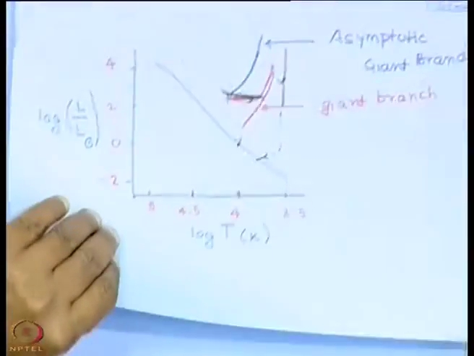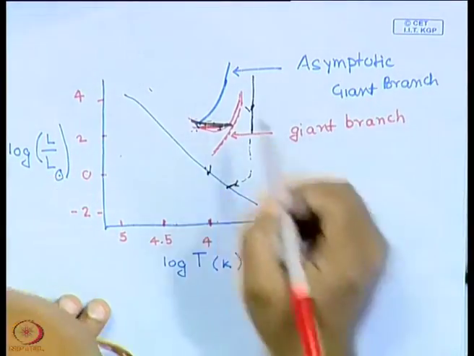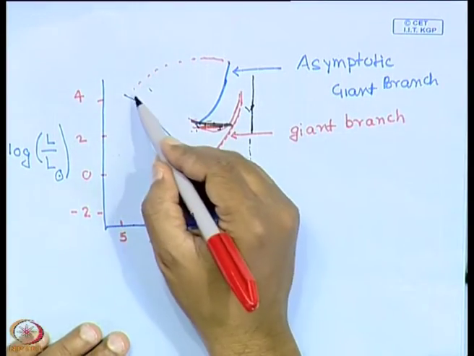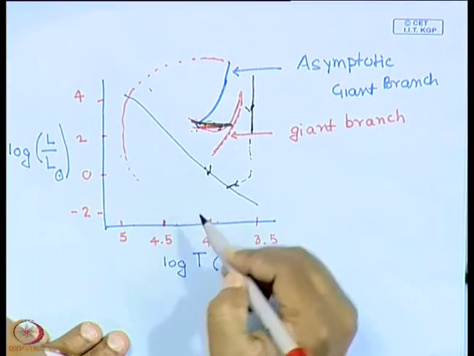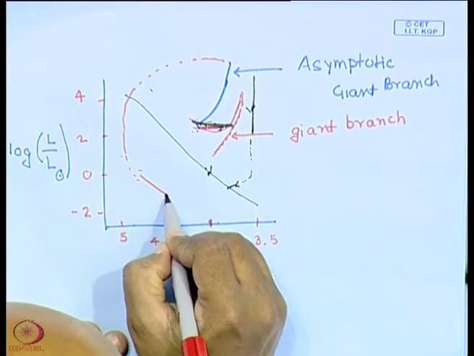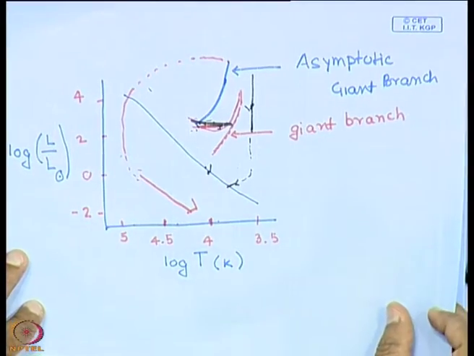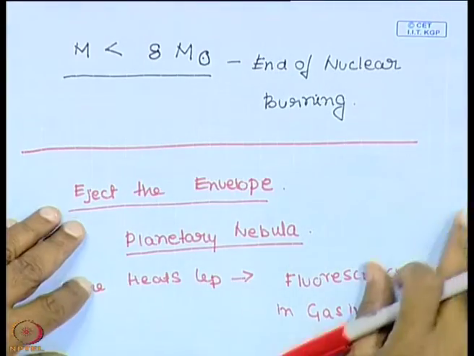So, the track in the HR diagram looks something like this. This will go quite fast. Okay, and then it will go into a state over here, slow evolution, which is the white dwarf. So, what you have left after the envelope is blown out is a core. The core is a white dwarf.